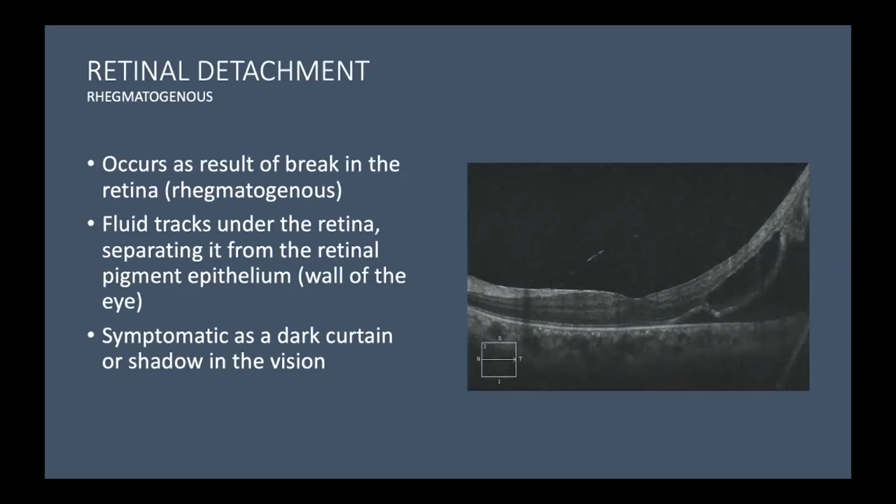Here you can see the optical coherence tomography, OCT, image of the retinal detachment. And you can see that there is fluid that has accumulated under the retina and is approaching the central macula or the fovea here.